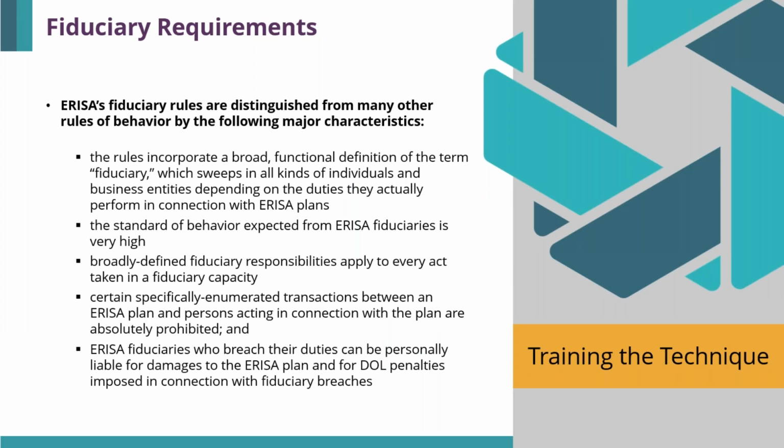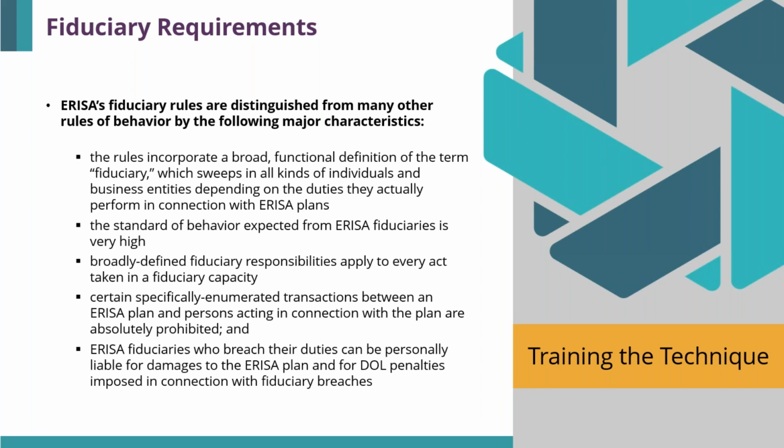So ERISA's fiduciary rules are distinguished from any other rules of behavior. The rules incorporate a broad functional definition of the term fiduciary. It's basically anyone who has discretionary authority under the plan. The standard of behavior expected is very high. It's almost like a trustee under a trust. Broadly defined fiduciary responsibilities apply in every act taken by a fiduciary. Certain specified transactions between an ERISA plan and those acting as a fiduciary, called prohibited transactions, are prohibited. In other words, if you have discretion under the plan, in layman's language, you cannot take advantage of the plan and make money off of the plan.